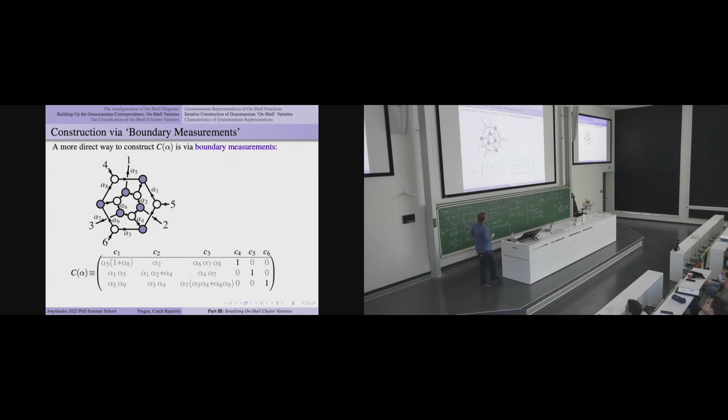So the C matrix is obtained via boundary measurements in the following way. You have K sources. In this case, 4, 5, and 6 are the sources. So you put the identity matrix in columns 4, 5, and 6. And then the entry of these matrices, like this entry here, C1 in the 4th position, is a sum over paths of the products of the edge weights along that path.